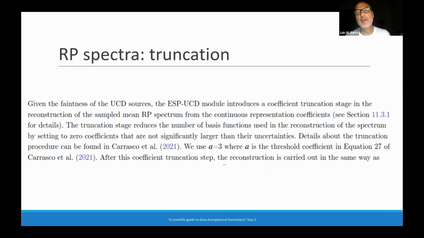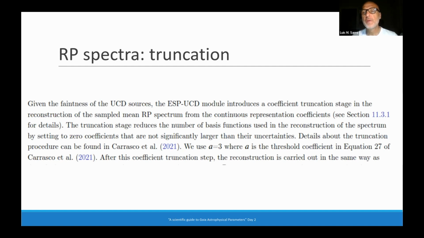Now, one important thing to bear in mind is that we were the only module in APSIS that actually carried out truncation of the spectrum coefficients to produce the RP spectrum. Remember, spectra come in the form of projections onto an orthonormal basis, 51 coefficients, if I recall correctly. We didn't use the 51 coefficients to produce the RP spectrum.